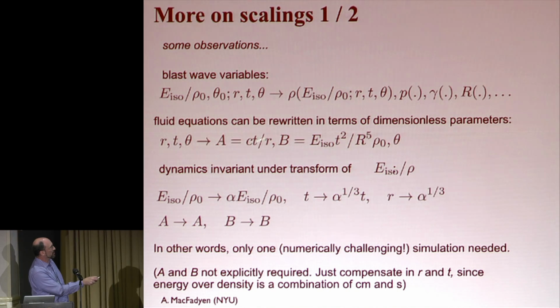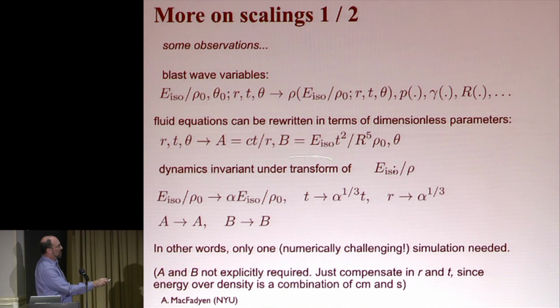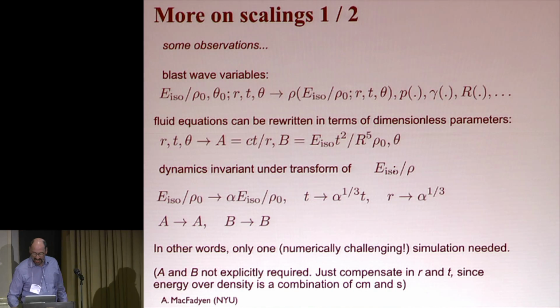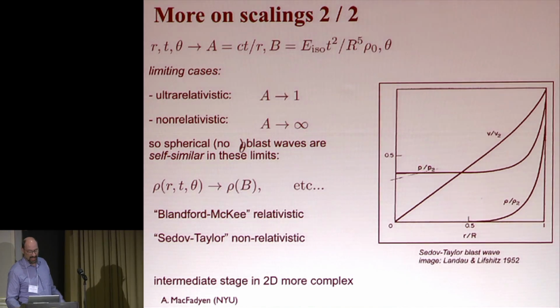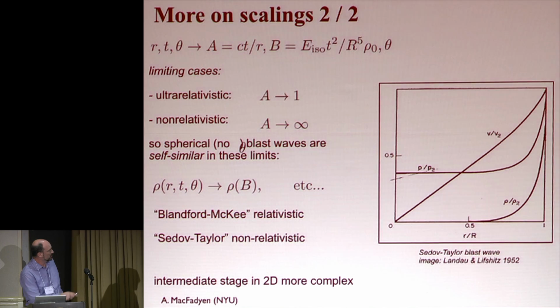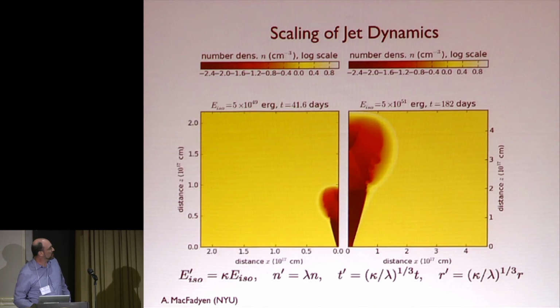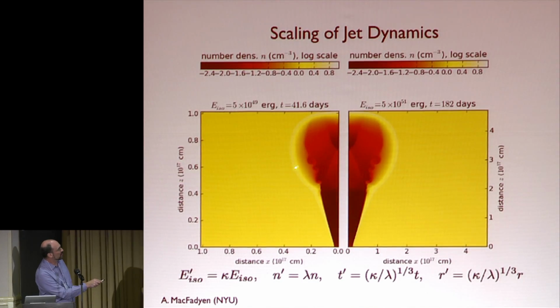In other words, we don't need a radial coordinate, we just need a dimensionless radial coordinate and a dimensionless energy and density. And once we do that, we can take the same simulation and scale it to any energy, and it has the proper limiting cases in Blandford-McKee and Sedov-Taylor. And so here's a simulation we didn't need to do.